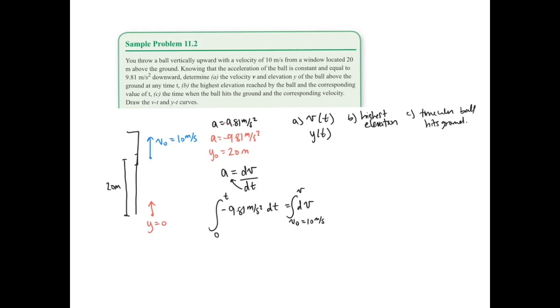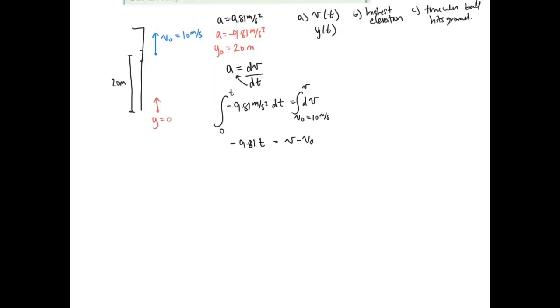So when we perform this, we end up with negative 9.81 times t, because the lower limit will always be equal to 0, is equal to v minus v naught. Now we know that our v naught is equal to 10, so I can replace this with 10. And they want an equation for velocity, so I'll bring this value over here. So we have velocity is equal to 10 minus 9.81 times t. So that's our equation for velocity.